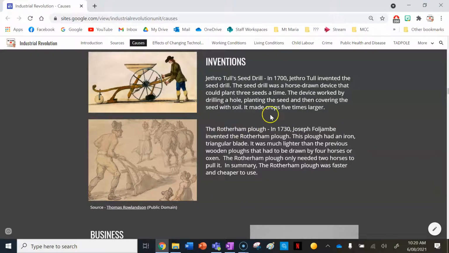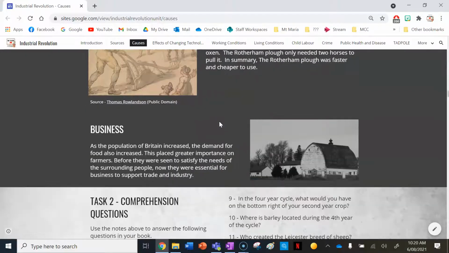The Rotherham plough in 1730: Joseph Foljambe invented the Rotherham plough. This plough had an iron triangular blade. It was much lighter than the previous wooden ploughs that had to be drawn by 4 horses or oxen. The Rotherham plough only needed 2 horses to pull it. So in summary, the Rotherham plough was faster and cheaper to use. So again, an improvement on Jethro Tull's seed drill.